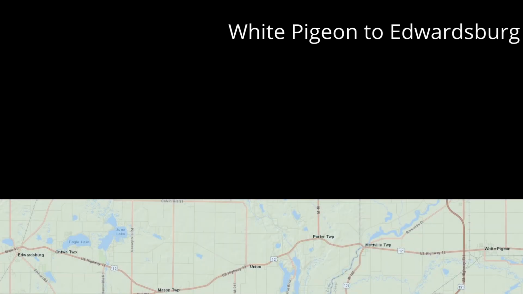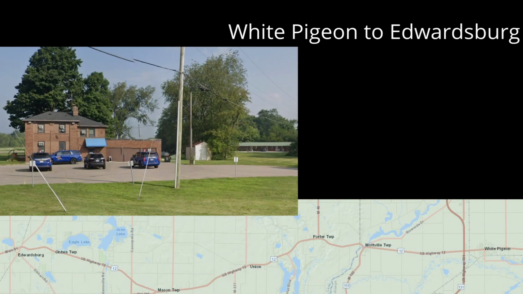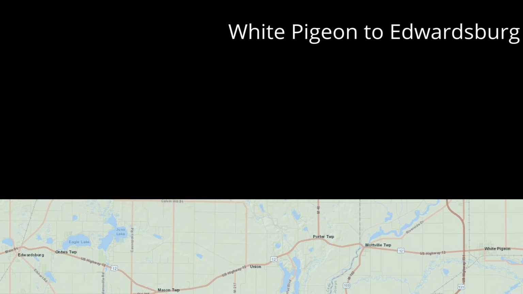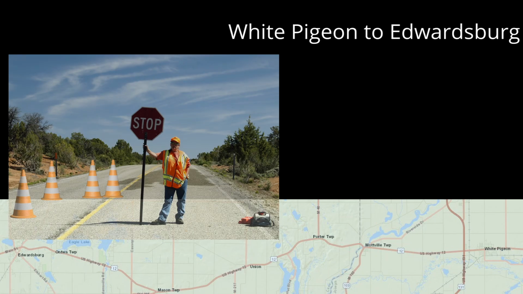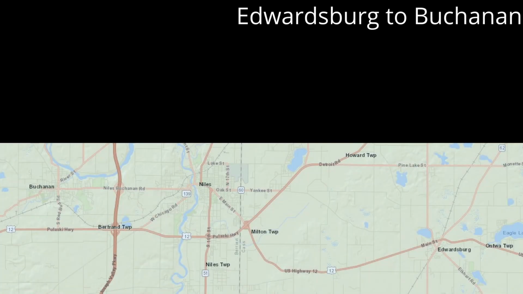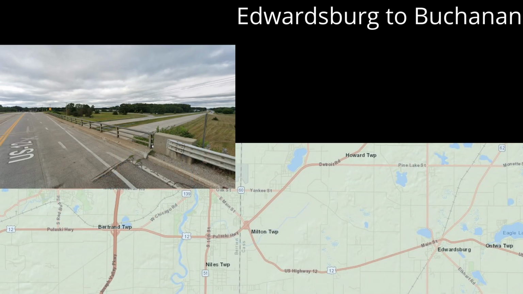Now, leaving White Pigeon, we pass a state police post. Our friend the Viking does a nice piece about the history of that organization, if that interests you. Now, 24 miles of beautiful, yet no longer interesting, scenery to Edwardsburg, where it is most definitely June in Michigan. As we approach Niles, US 12 becomes a big boy road called the Pulaski Highway and continues its trek towards Lake Michigan.